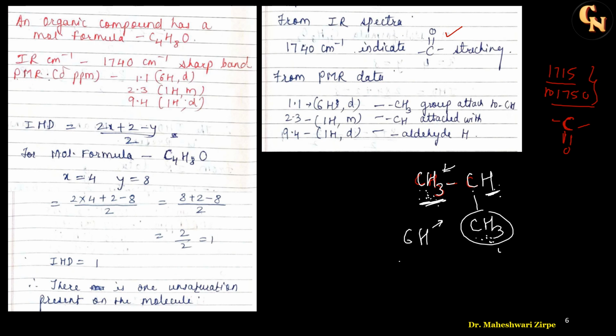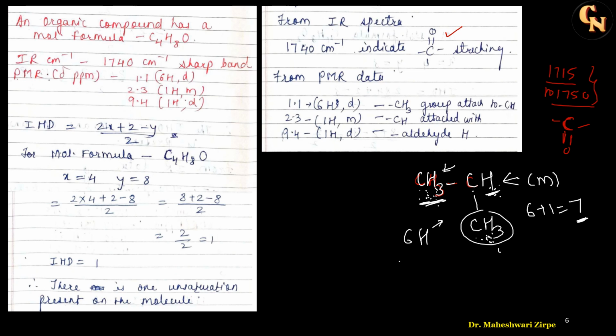Understood? Then next, one proton showing multiplet. This is one proton which will show a multiplet because its neighboring 6 protons are there. This single CH proton is attached with how many? 6 protons. So this will show a multiplet. Why? 6 plus 1, that is 7 signals. This single hydrogen will show 7 peaks.